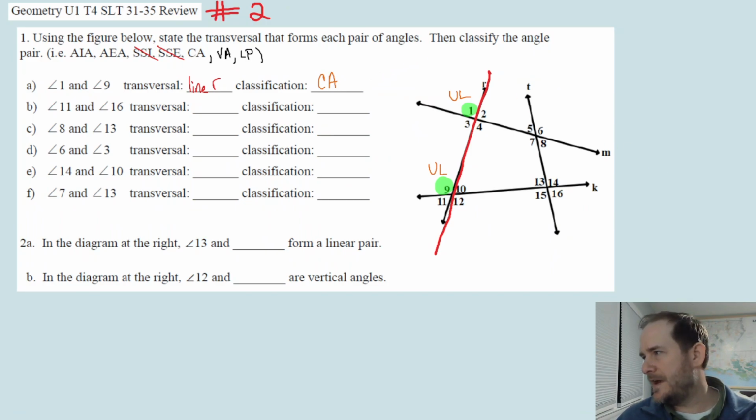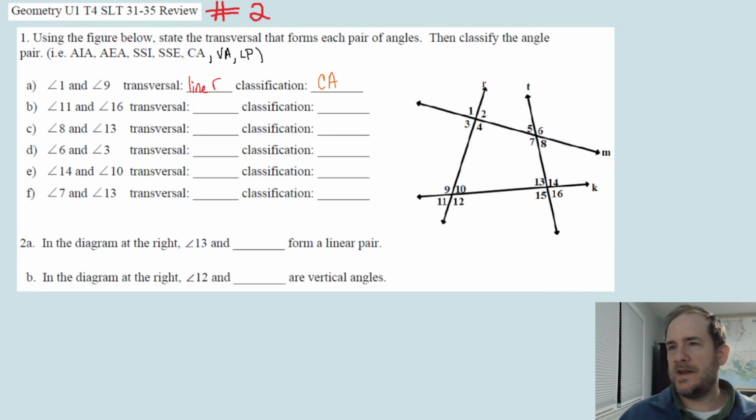Okay, so what you want to do now is kind of start all over, get rid of everything that's on the diagram, and just start again. This time we're looking at 11 and 16. And so if 11 is here and 16 is here, then now you can see that the transversal, the line that hits them both, is line K. And 11 is below the transversal, 16 is also below the transversal, and 11 is outside of R and T, 16 is also outside of R and T, so those are definitely same side exterior angles. So that's it for those.